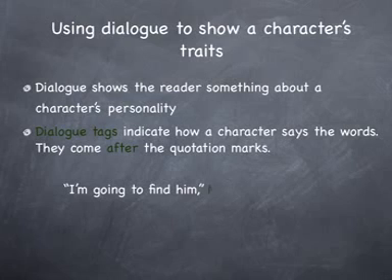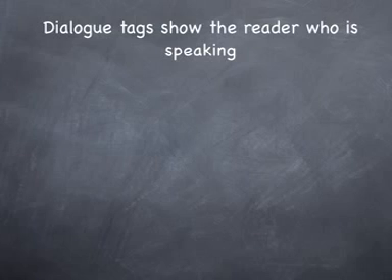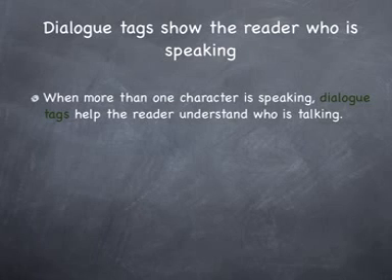"I'm going to find him," Mark sobbed. See how the word sobbed in the dialogue tag helps us to understand something about Mark's personality and the way he is feeling about the person who is lost. Dialogue tags also show the reader who is speaking. When more than one character is speaking, dialogue tags help the reader understand who is doing the talking.